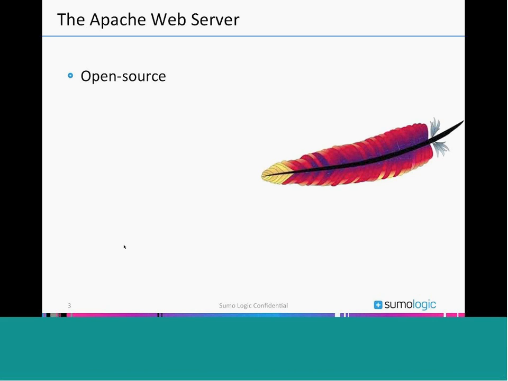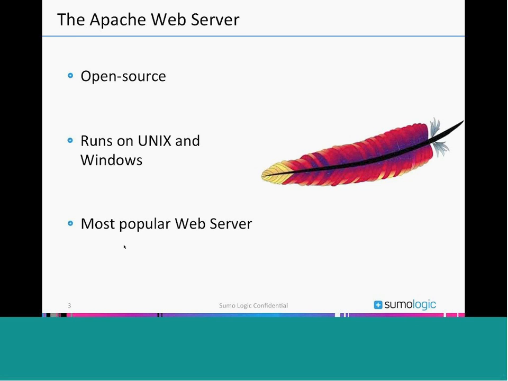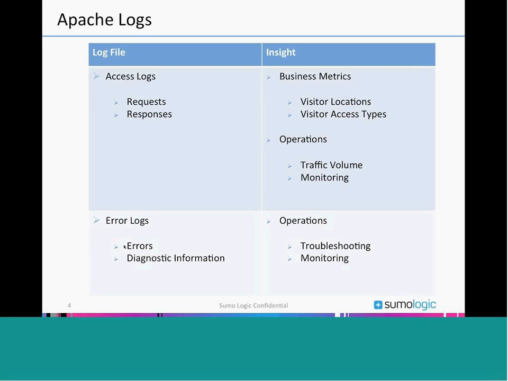So the Apache web server, as most of you know, is open source. It's freely available, runs on Unix and Windows, and chances are on any given day, most of the websites that you visit are being serviced by Apache. Okay. So Apache produces two kinds of logs. The first category is the access log, and in the access log, the Apache web server logs every request that has been processed by the server, and also how the server responded to that request.